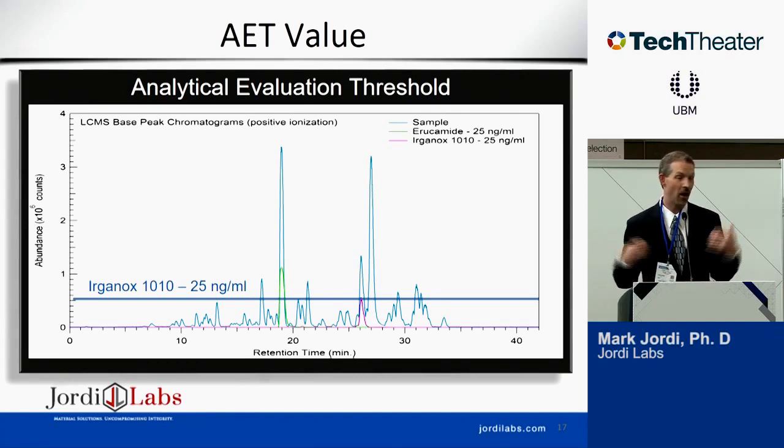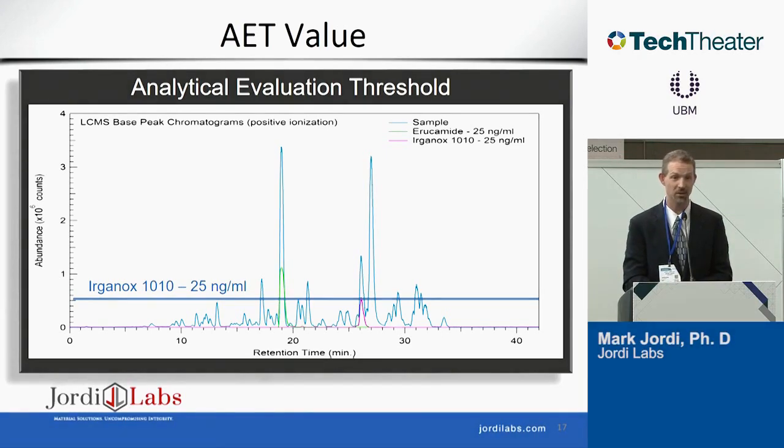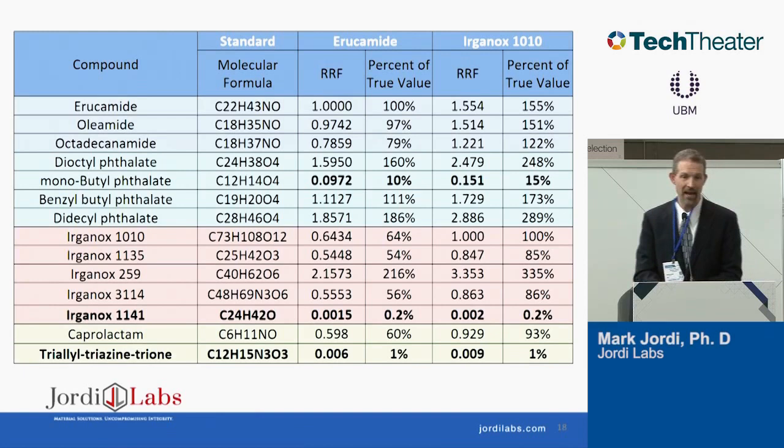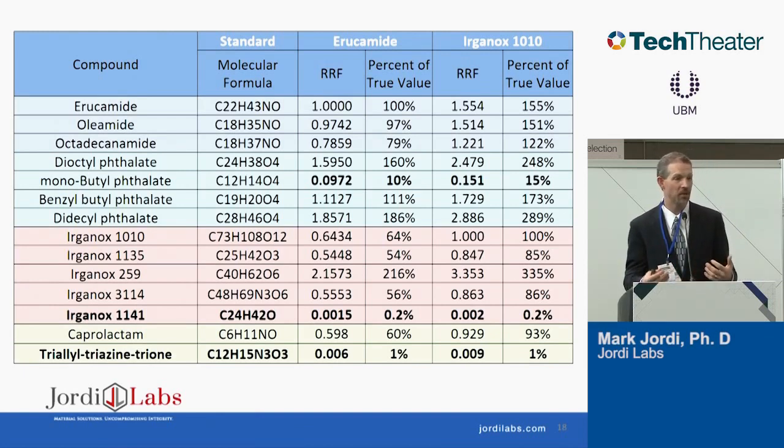And in our experience, that's something that's not given enough consideration when people are choosing the conditions they're going to use to run a study. So we have looked at that in depth, and this slide just summarizes the relative response factors for 14 different polymer components that are commonly used. These are slip agents, there's some plasticizers in here, and antioxidants.